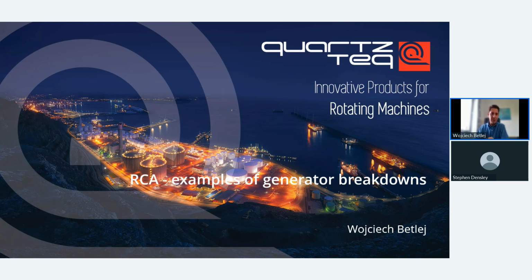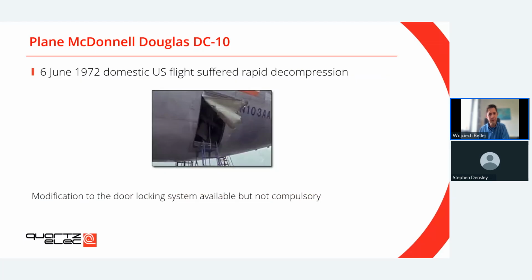Yeah, the title of this presentation is Root Cause Analysis, Examples of Generator Breakdown. And what's better to learn from than real problems, real generators, and real data? We all agree that's probably the best way to learn, and we're going to talk about it today. But I'm going to start with this.